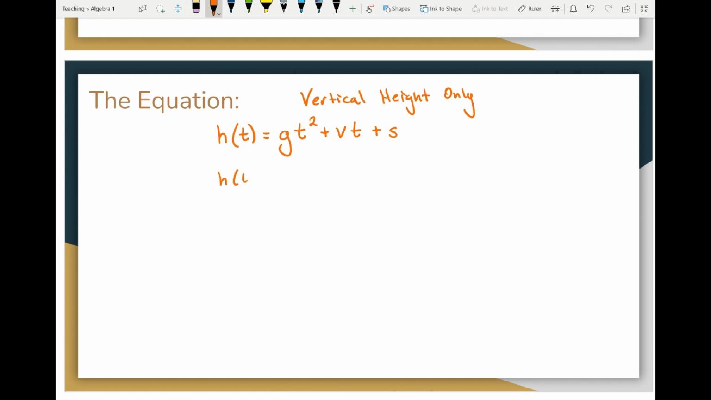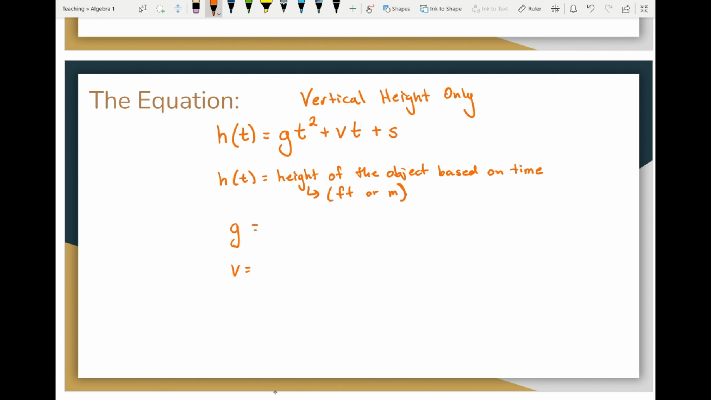So h of t is just the height of the object based on time, right? It's a function. Height is a function of time in this case. And in this case, the height can be given as either feet or in meters, right? We're going to look at a situation that deals with both of these, okay? We also have to worry about gravity, which we'll come back to in a second.